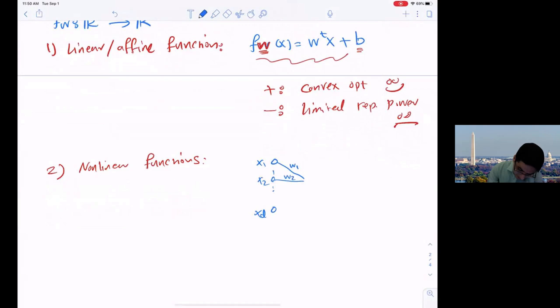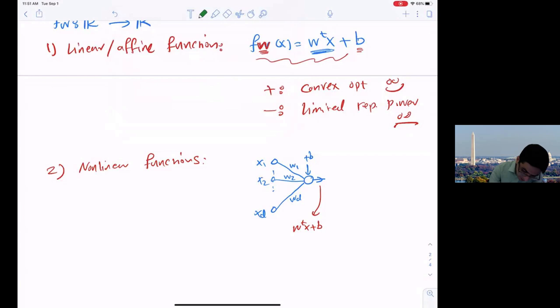I sum them up, so this is the W transpose times X part, and I add a bias term to it. And this is the output of my linear mapping. So this part would be W transpose X plus B. This is the linear or affine transformation that I have. So in order to add a little bit of nonlinearity to my mapping, one thing I can do is very simple. I can just add a nonlinear function here.